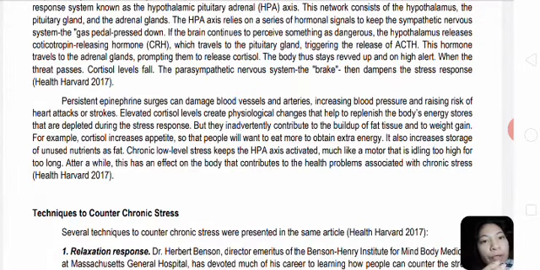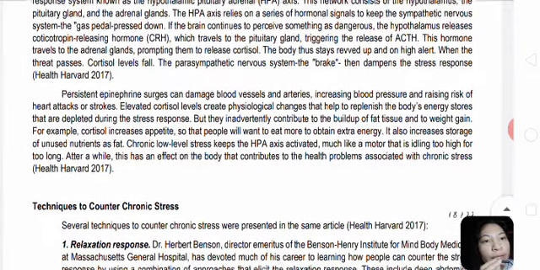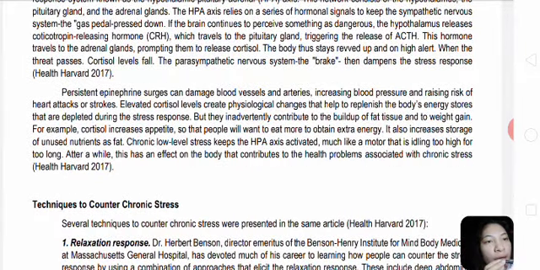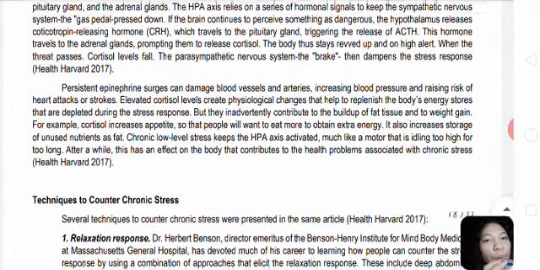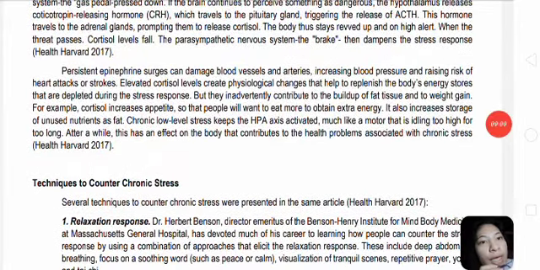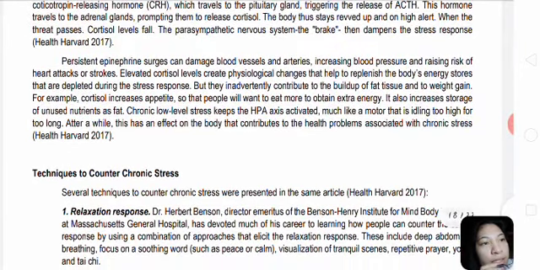For example, cortisol increases appetite so that people will want to eat more to obtain extra energy. It also increases storage of unused nutrients as fat. Chronic low-level stress keeps the HPA axis activated, much like a motor that is idling too high for too long. After a while, this has an effect on the body that contributes to the health problems associated with chronic stress.